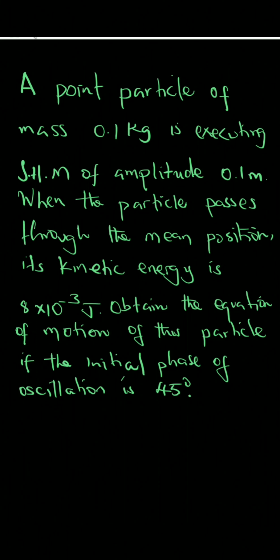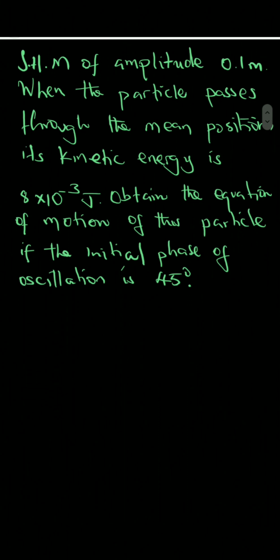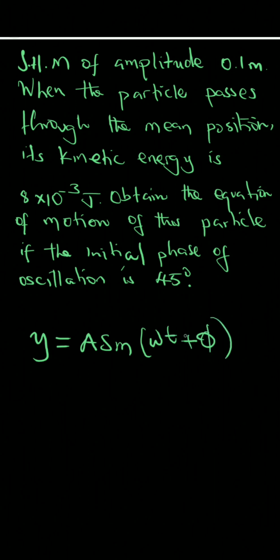Alright, now this is simple harmonic motion. We are going to make an assumption to say the particle is moving vertically. Thus, the general equation that we're going to write will be y equals A, meaning amplitude, sine, open bracket, angular frequency times t plus the phase. Now this is for vertical simple harmonic motion, so that is what we're going to use to obtain the equation.